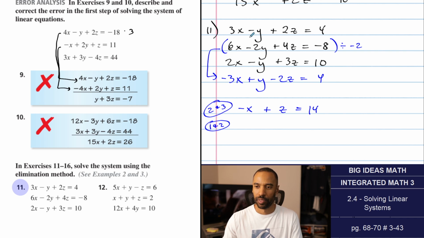1 and 2. I'm really laying this out differently from the first problems I did. The x's eliminate here as well. 3x minus 3x is 0, negative y plus y is 0, 2z minus 2z is 0, and 4 plus 4 is 8. You get 0 equals 8.